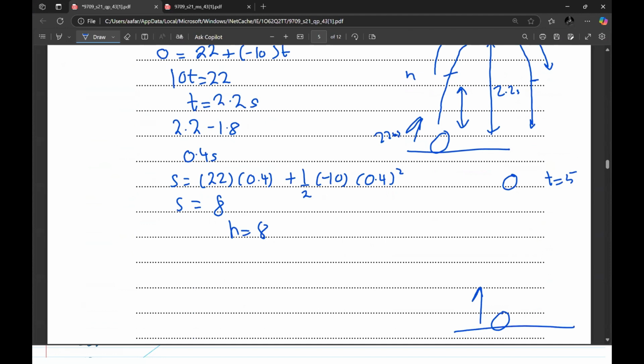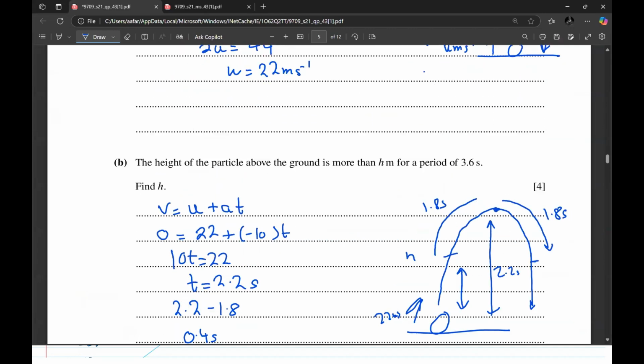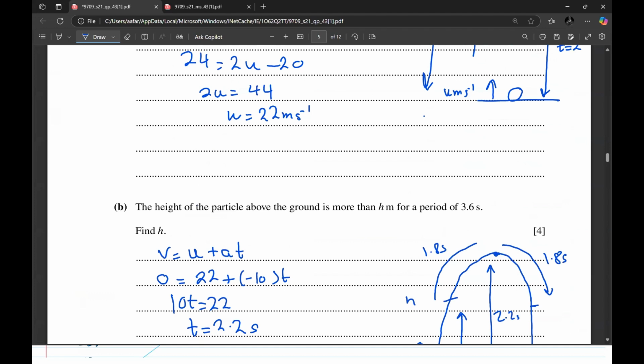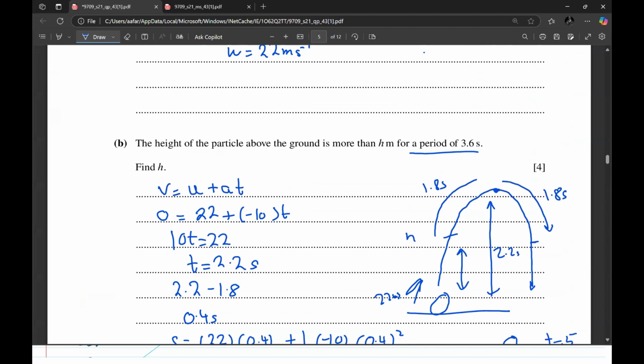Okay, so if we realize that that is true, that means that if we project it downwards, and the question says that the height of the particle above the ground is more than h meters for a period of 3.6 seconds. So imagine, how can it be above a specific height for more than 3.6 seconds if the time it takes to reach maximum height is only 2.2 seconds?